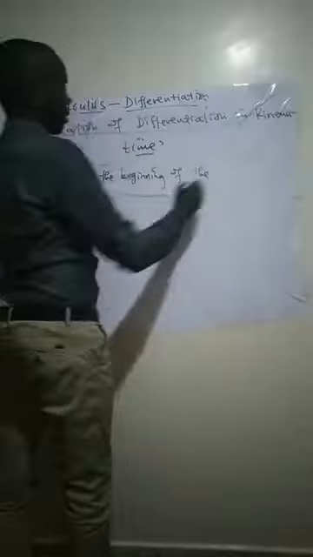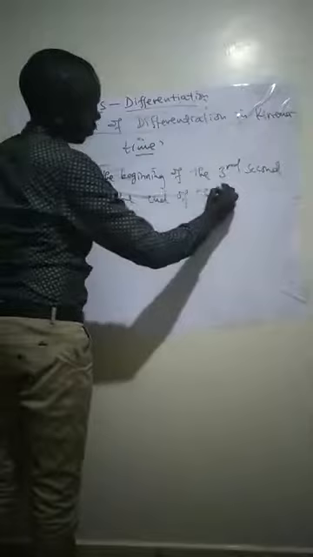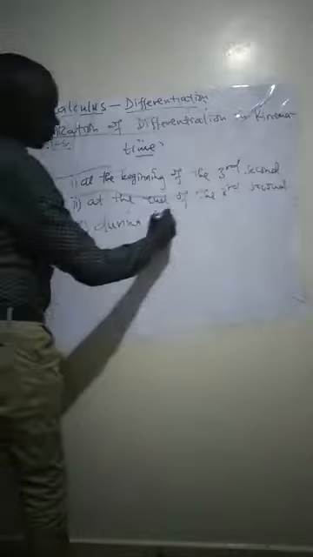of the third second, at the end of the third second, and lastly during the third second. So I'll write this, we have 0 to 1, 2, 3, 4.